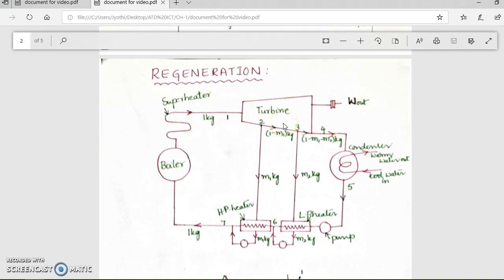The main intention behind the regeneration cycle is that we are going to use the energy from the low pressure steam, and we are supplying that energy instead of supplying from an external source. We are supplying the same energy to heat the feed water, so that the amount of heat supplied to the boiler will be reduced. Obviously, the efficiency of the cycle will increase.